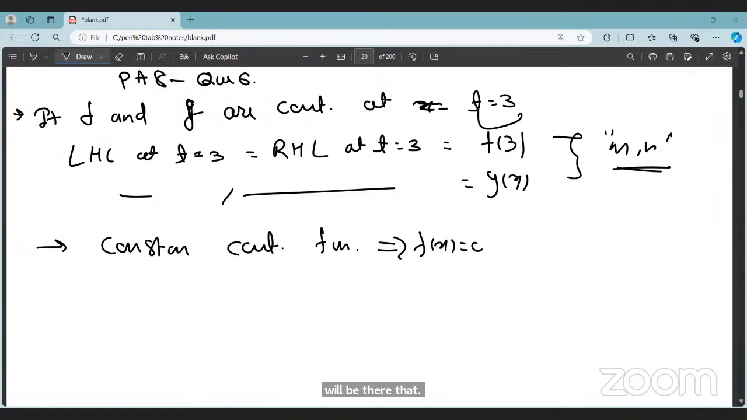Ma'am, the correct option given is option number 3, but I think it should be the last option. F dash of x is equal to 2x and minus x. So for finding f dash of x, you have to use the left-hand derivative and right-hand derivative, no?